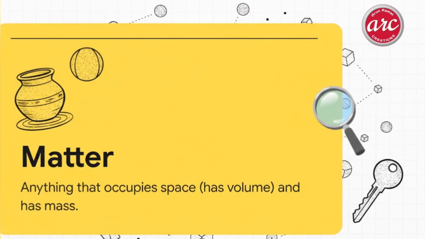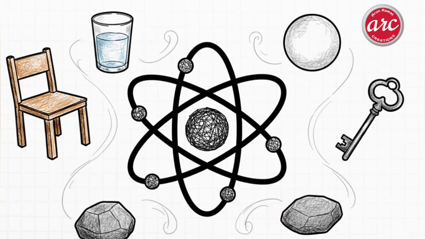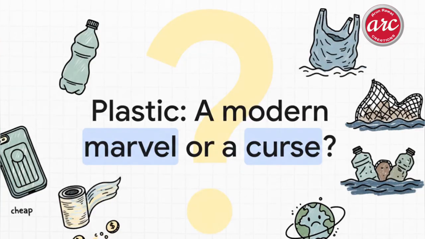That clay pot, that plastic ball, that metal key, at their absolute core, they are all the same thing, matter. This is the secret of everything. From the chair you're sitting on to the actual air you're breathing right now, it is all matter. It's the one thing that unites every single physical object in our universe. Pretty amazing, right?